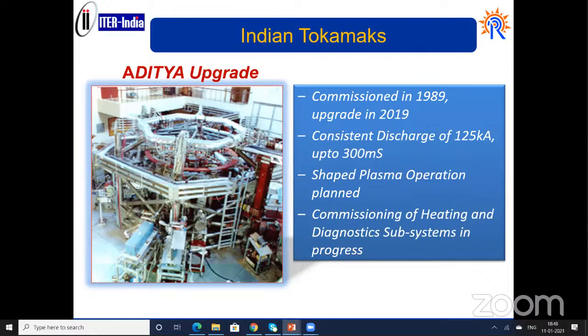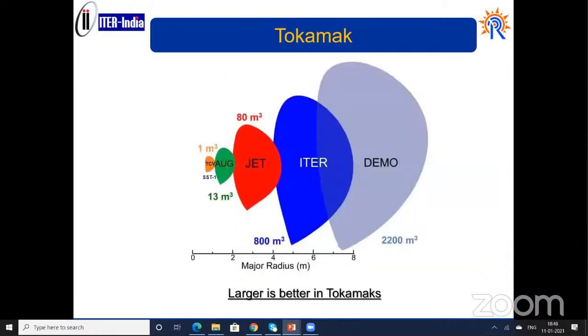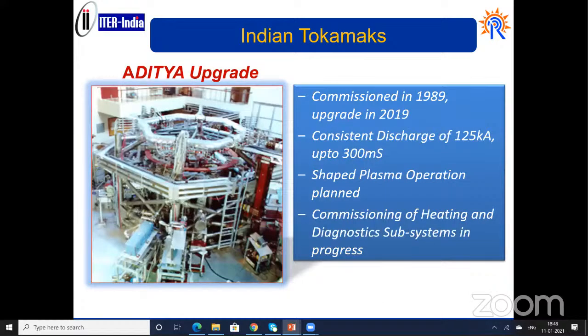Now we are doing a little bit of an upgrade and trying to make it shaped. You can see in this diagram that none of these plasmas are actually round in shape. We are now talking about shaped plasma because our past experiments have shown that shaped plasmas are more stable and easier to control.